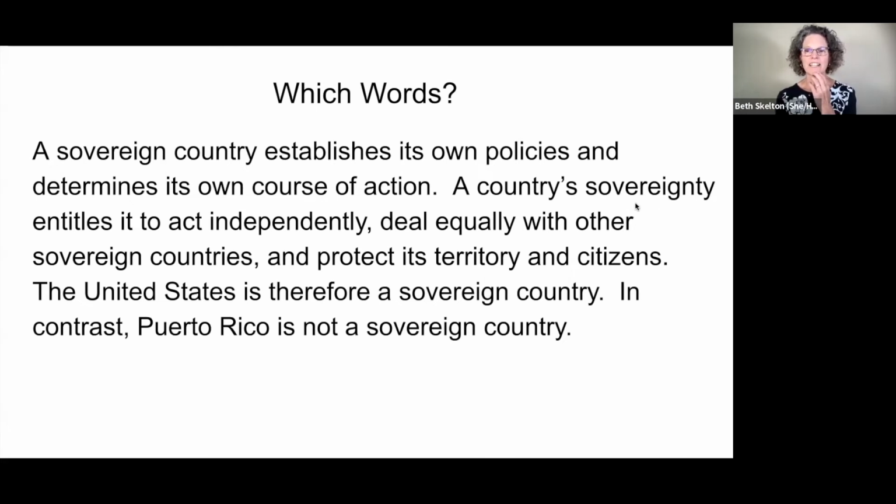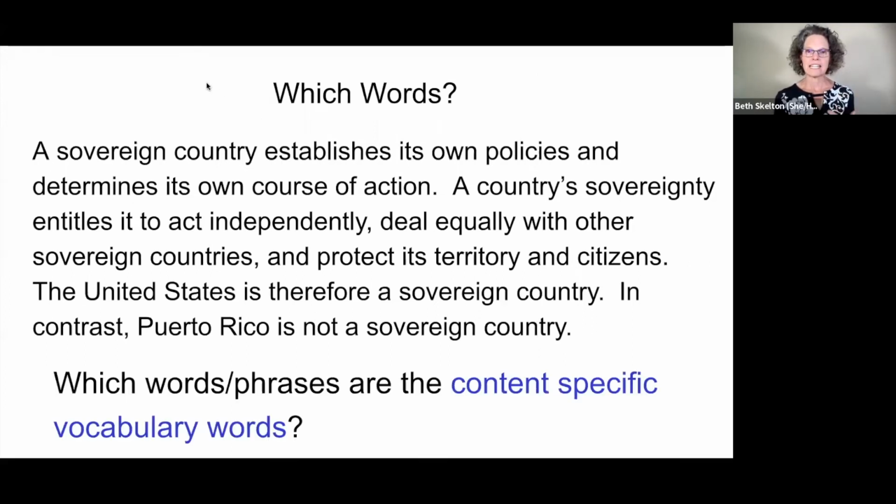Yep. Lynn, you caught 2 of them for sure. Territory and sovereign. I would think there's a couple of others. Sovereign, country, territory. Nice. Kari got citizen. Any others that you're thinking would be for sure social studies? Policies. Nice. So as a team, we got all 4. Way to go. And so those would be what I would call these content specific terms. Those would be words that definitely you would teach.